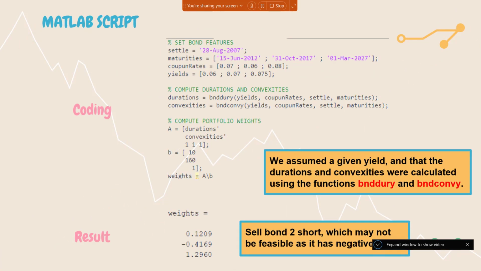This is the MATLAB script, MATLAB coding. The coding is shown in the slide, where we use the values of settlement date, maturities date, coupon rates, and yields, and then compute the duration and convexity using the bond duration and bond convexity commands in MATLAB, and compute the portfolio weights, and then we will get the result as shown in the slide. We can sell bonds short, which may not be feasible as it has a negative value.